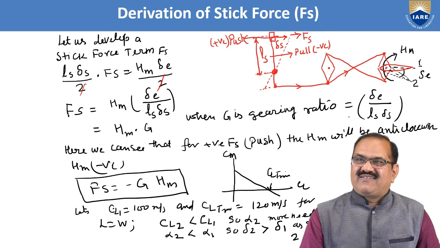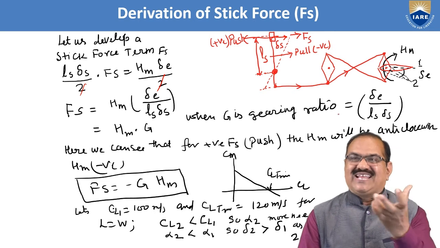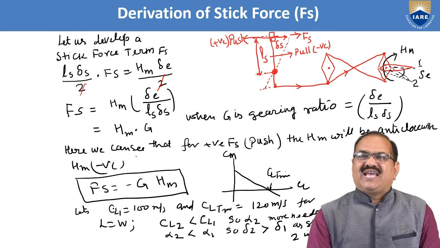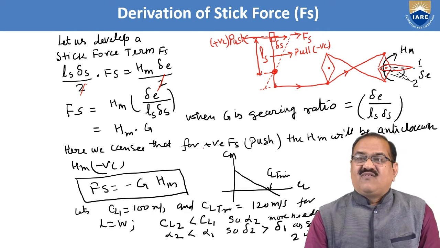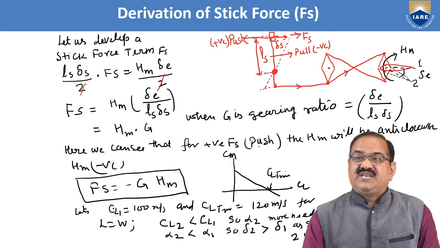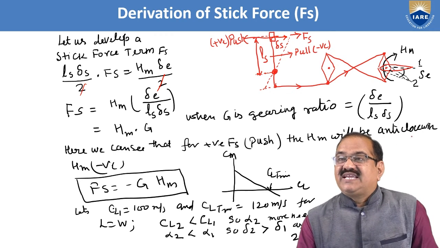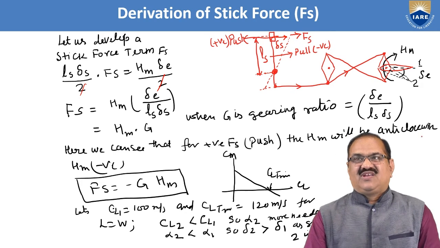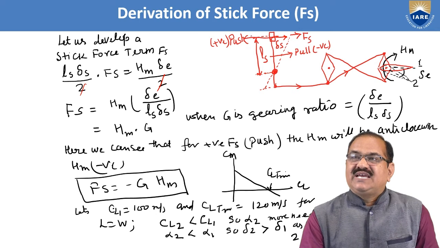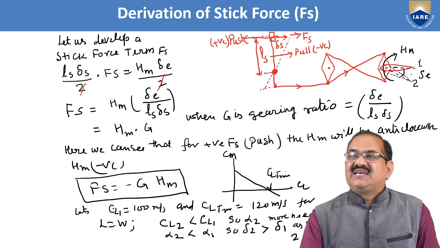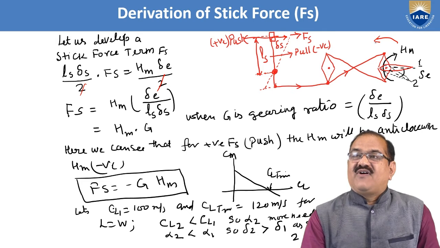You know the gear ratio in a lever, it is the leverage of this control rod. So here we can see that for a positive Fs, which means push, the Hm will be anti-clockwise. If you are pushing here like this, it will be in this anticlockwise direction, and for the pull it is in this direction.